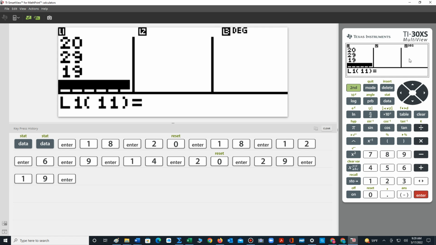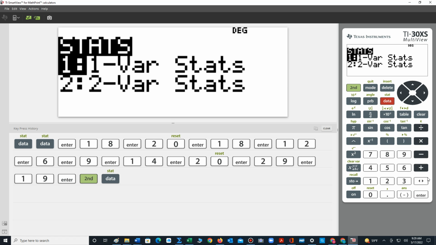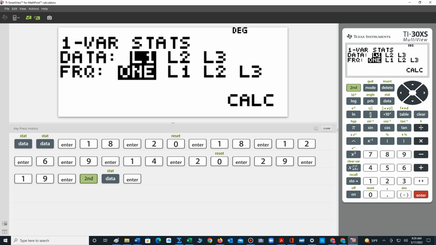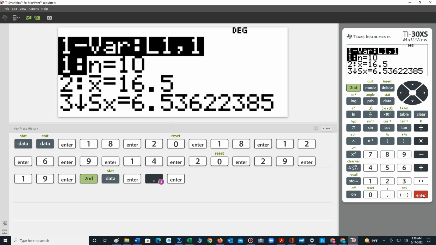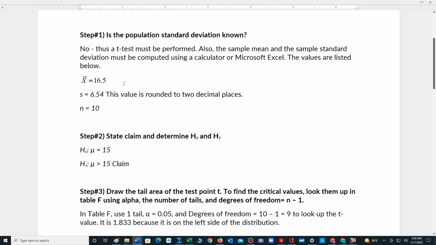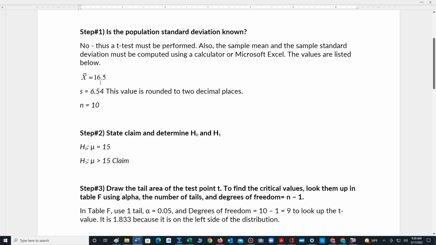Once all the data values have been entered, I now have to activate the stat feature. So second, stat, one variable statistics, make sure the first column is selected, and press calculate. The summarized statistics is presented. N is 10, X bar is 16.5. The sample standard deviation, we'll round to 2 decimals, 6.54. And that information is presented here. X bar is 16.5, S is 6.54, N is 10.